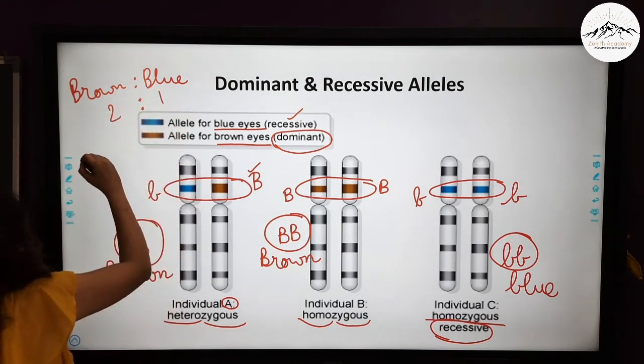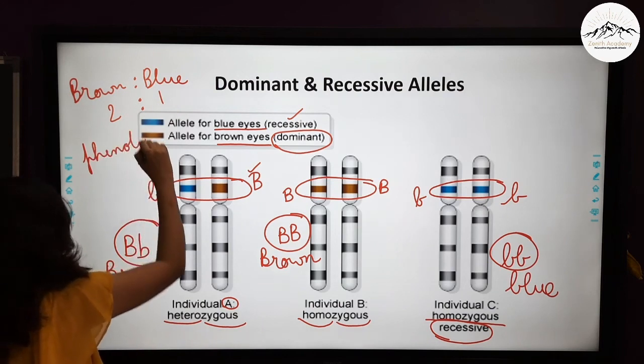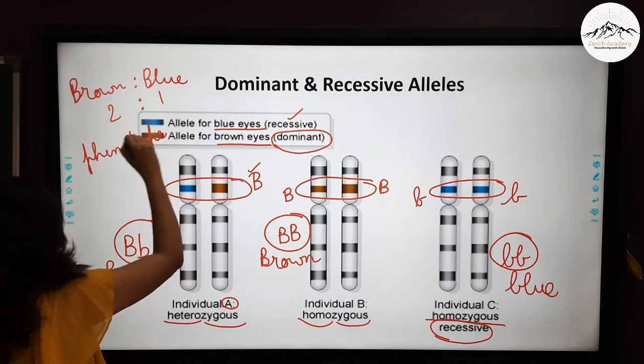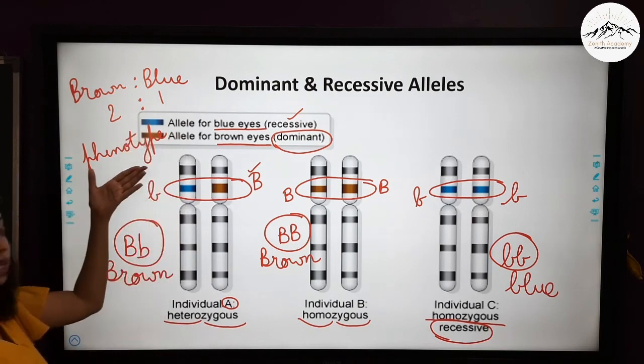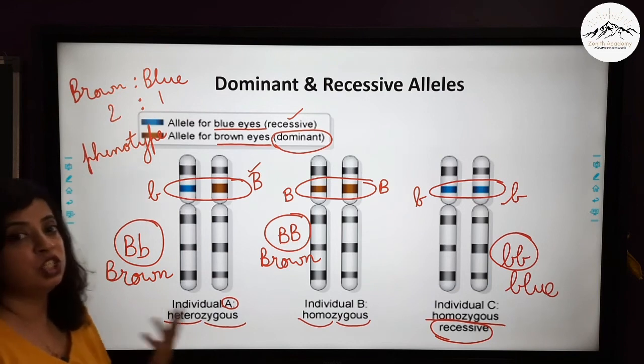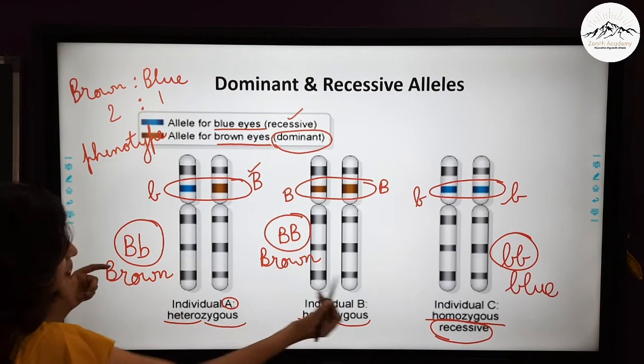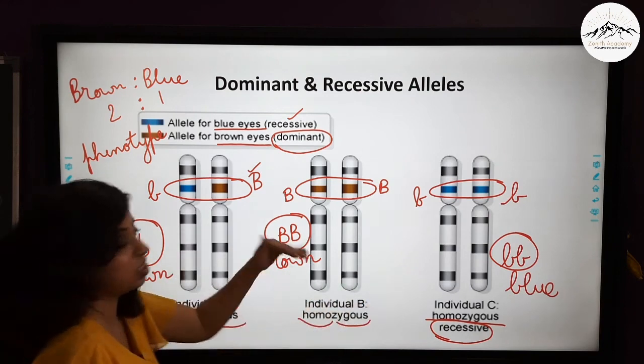So this is known as the phenotype ratio. I will explain phenotype again, but since we have taken an example here, I will show you how to take out the ratio. So the phenotype ratio is 2:1, and what is the genotype ratio? Now you can see all three are different. So 1:1:1, all the genotypes are different.